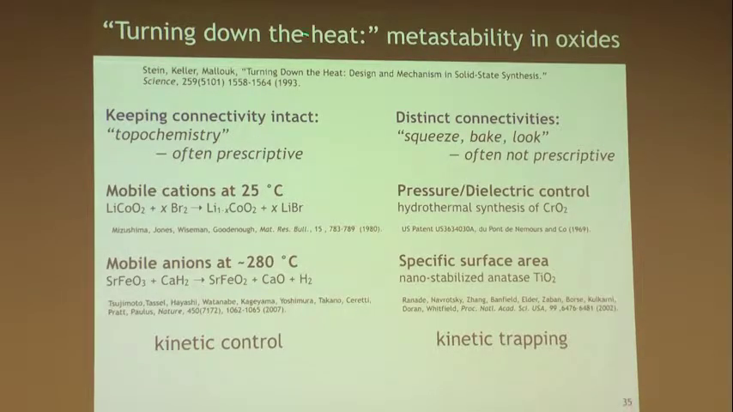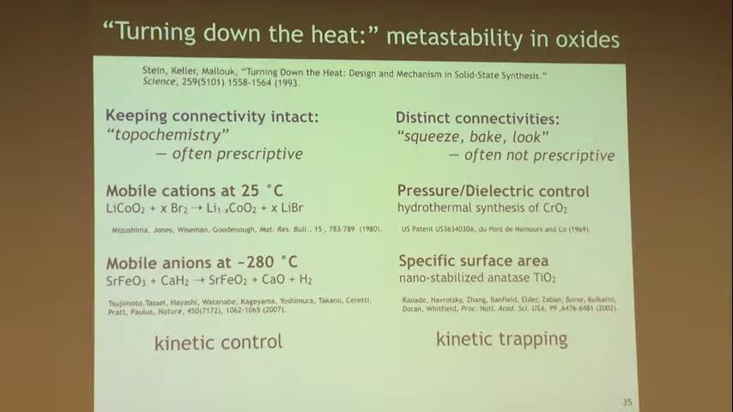And there are a lot of ways of thinking about turning down the heat to access metastable oxides, whether or not you really use topochemistry, which is prescriptive. You can often predict what material you're going to get out at the end, whether it's thinking about lithium cobalt oxide and pulling out the lithium to get a lithium-poor cobalt oxide. I'm using that effectively right now in my laptop.